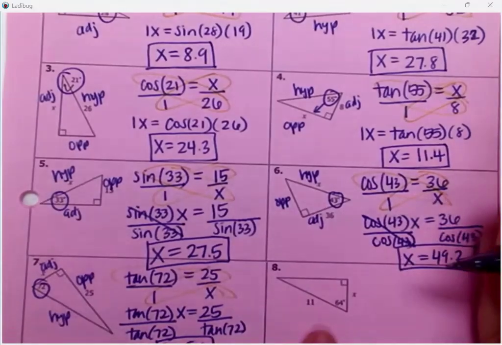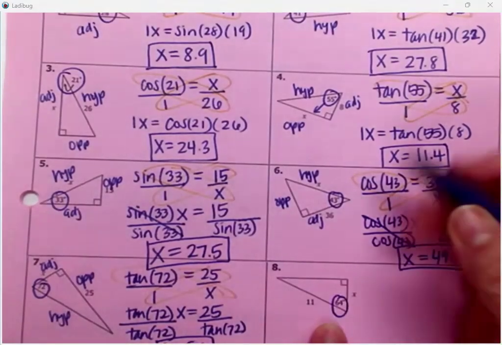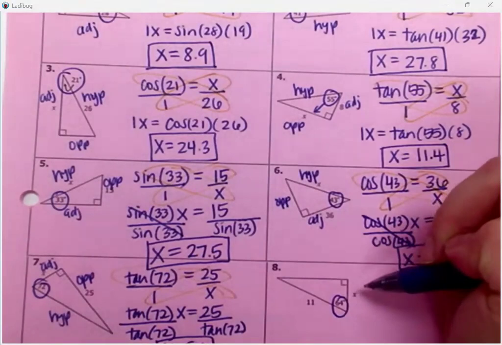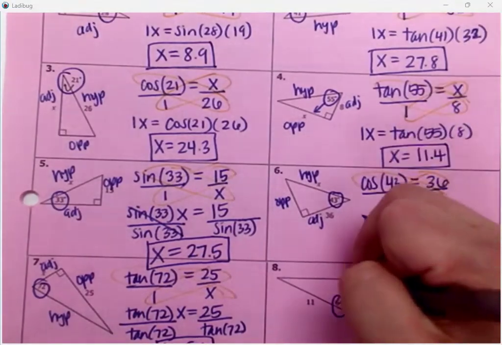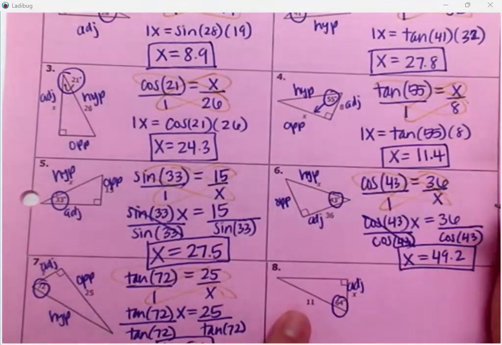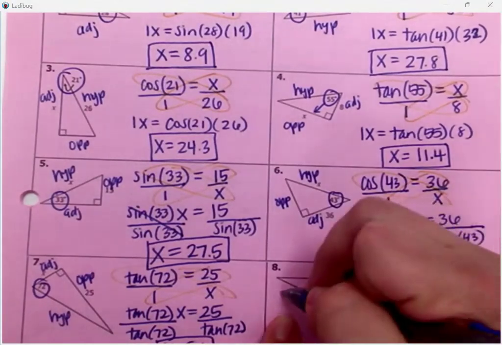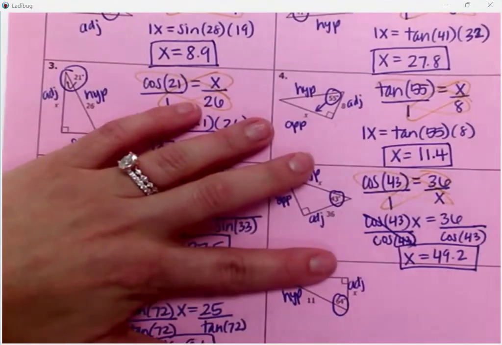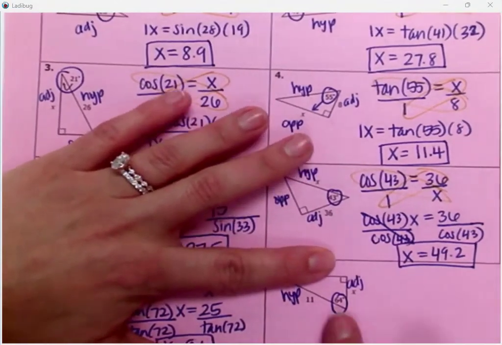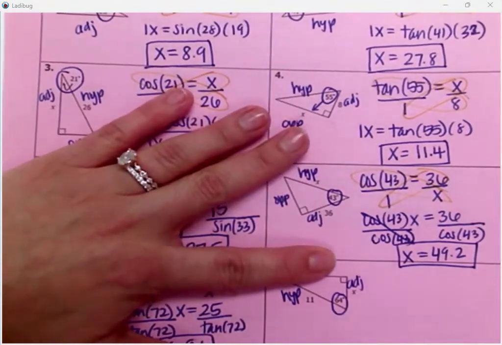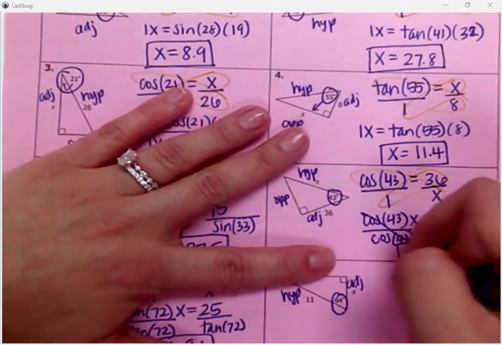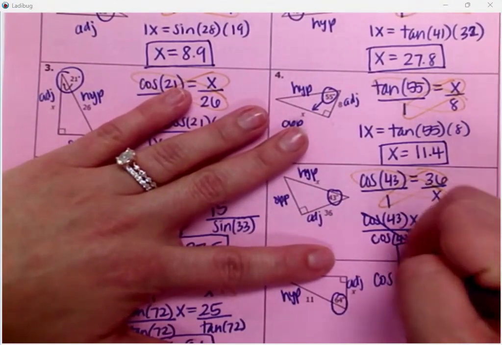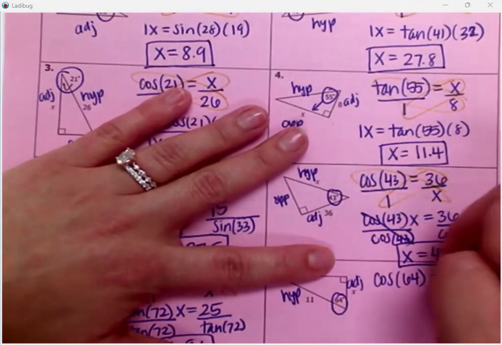All right, number 8. If this is my angle, what do I label x? Adjacent. What do I label the 11? Hypotenuse. That means this has to be opposite, but I do not need it. Okay. So in this case, if I have an adjacent and a hypotenuse, which trig function am I using? Cosine. So I have cosine of 64 equals.